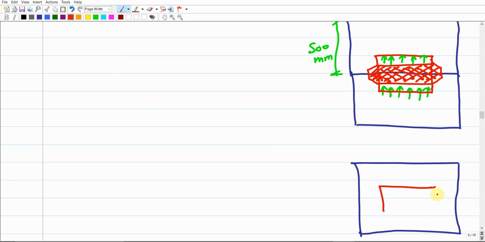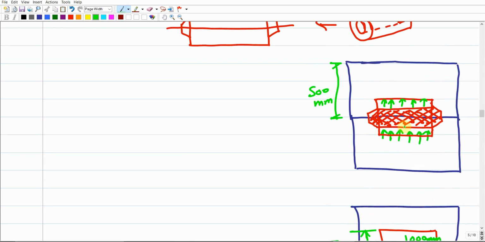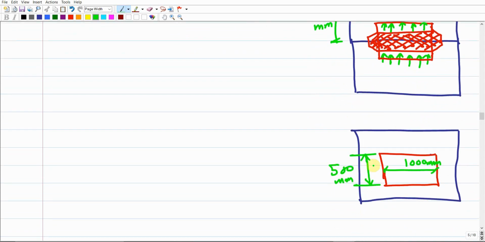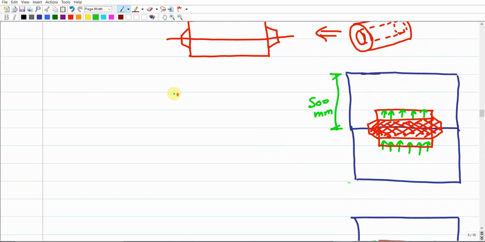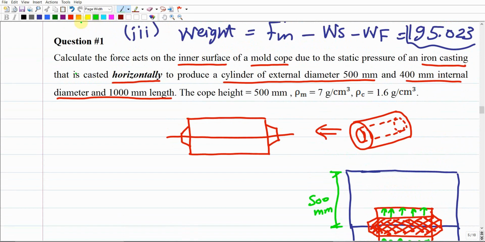From the top view, the casting will be seen as a rectangular shape, where this dimension is the diameter, which is 500 millimeter. This is the diameter of the slender, and this is the 1000 millimeter, which is the length of the slender. Looking from the top, it is represented as a rectangular shape of 1000 times 500. This area is definitely the projected area that we're going to use for the calculation of the buoyancy force.